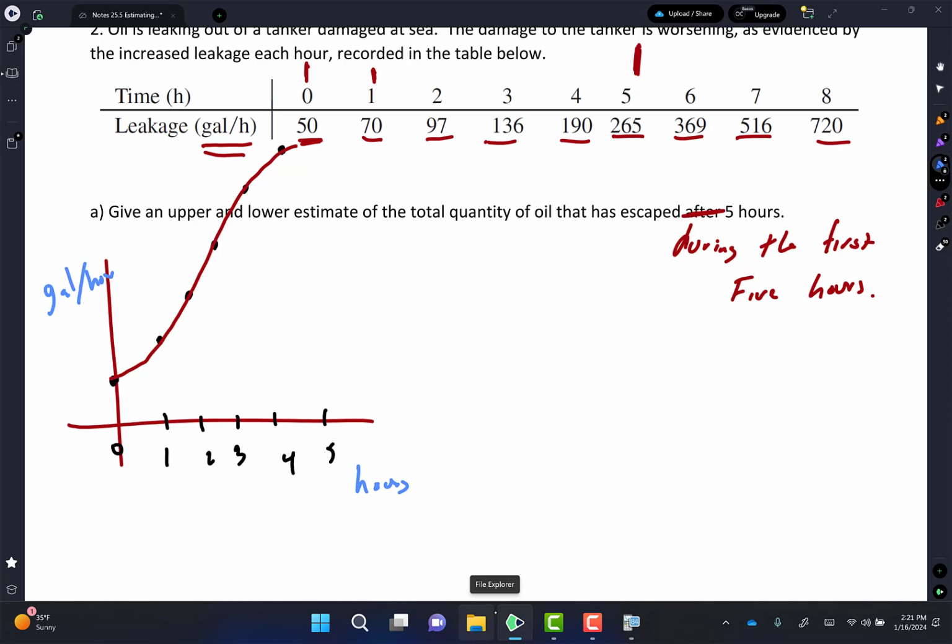Why am I doing LRAM? Why am I doing RRAM? I'm going to choose purple for LRAM. If I do LRAM, this is an under or lower approximation. If I do RRAM, I'm going to do it with burnt orange.